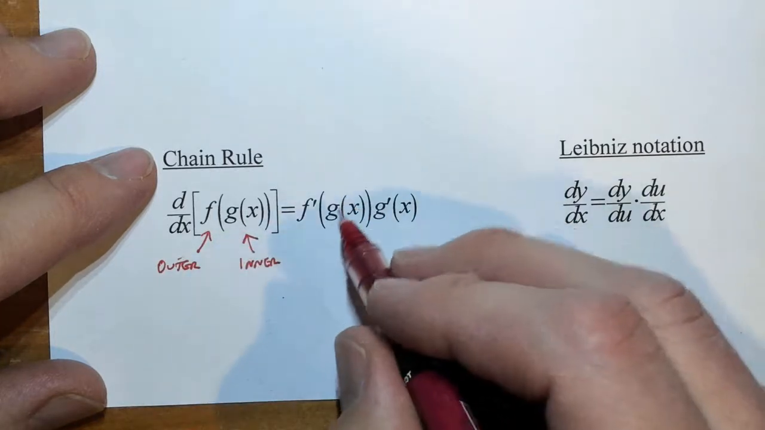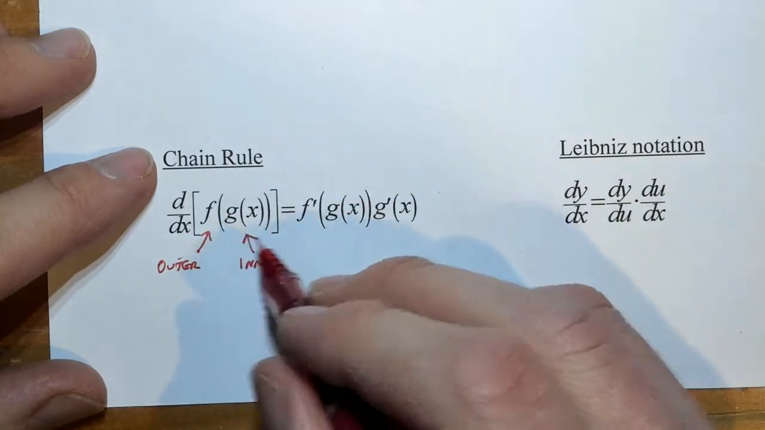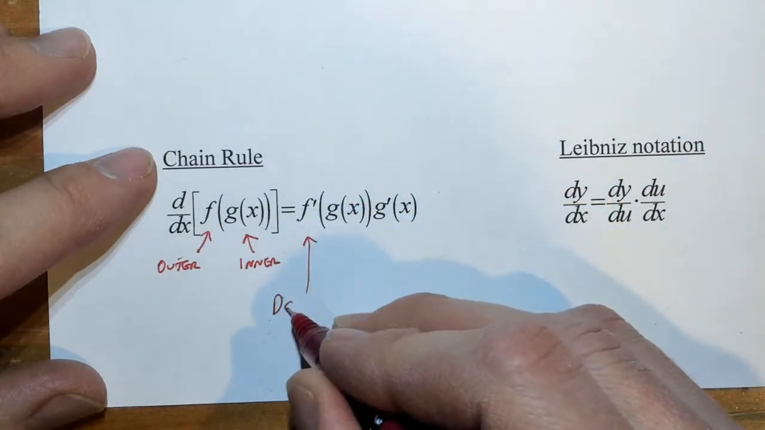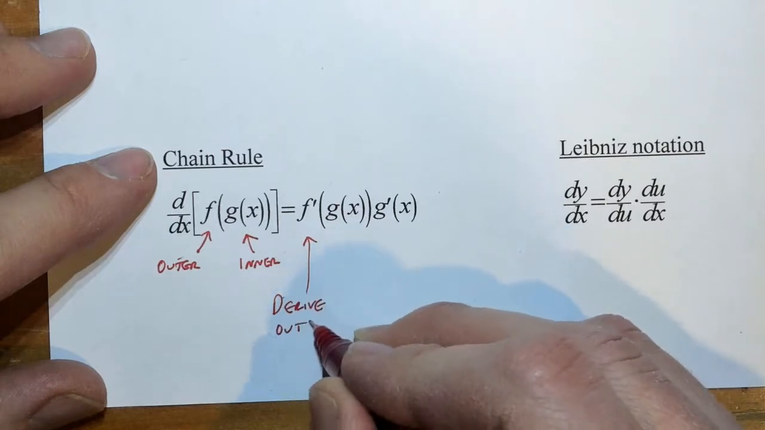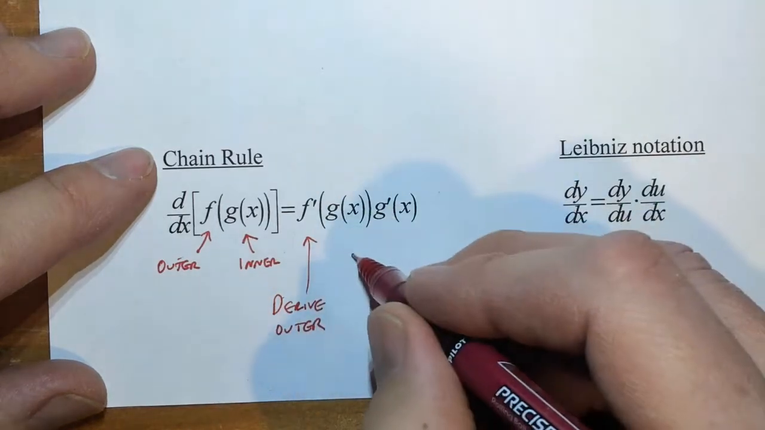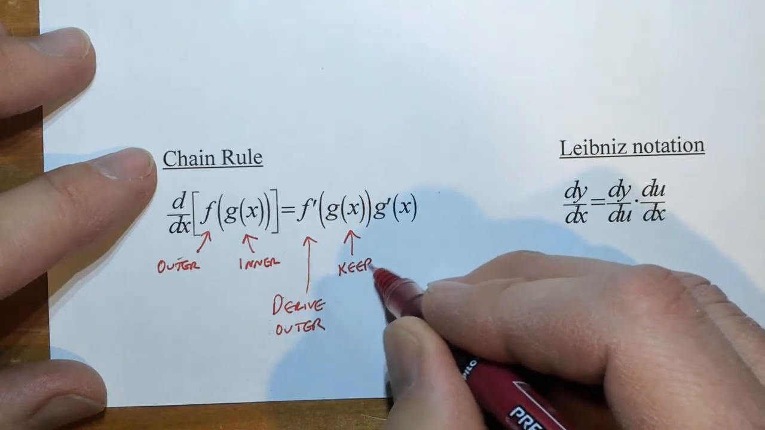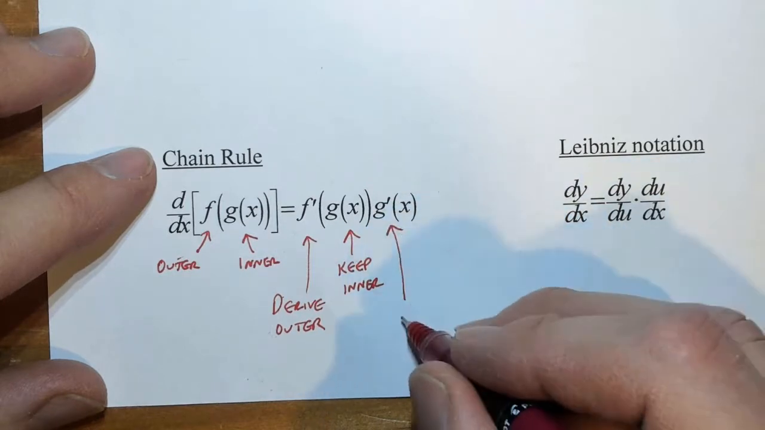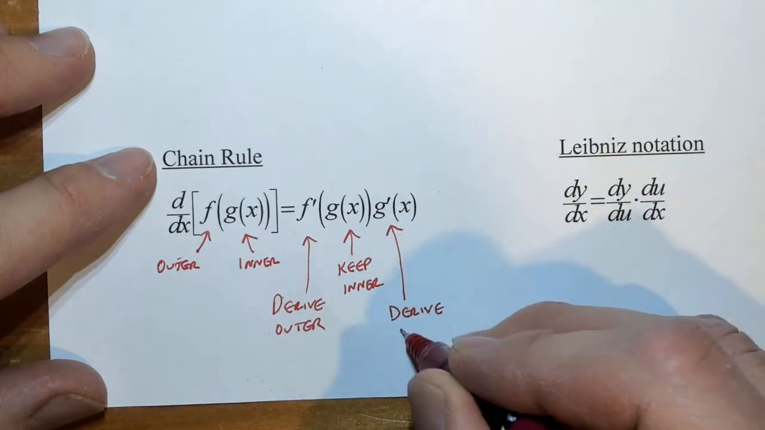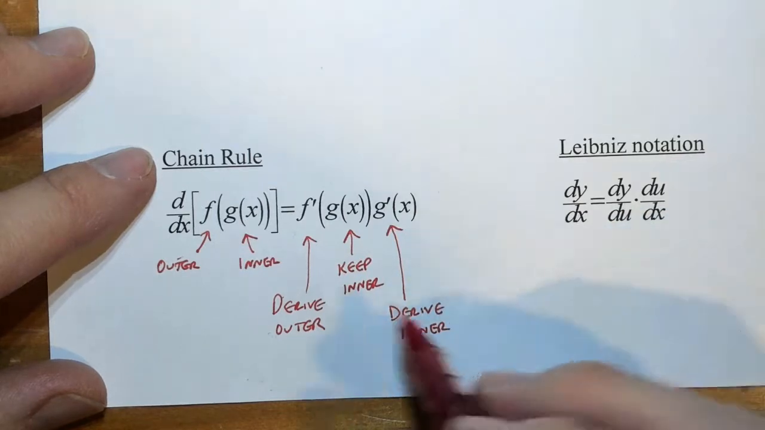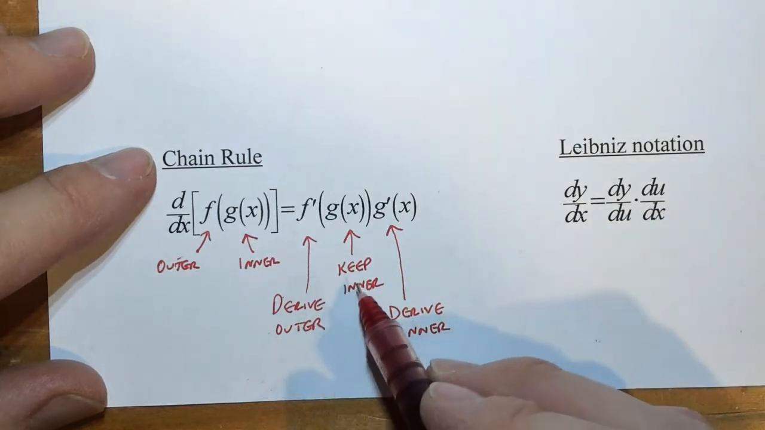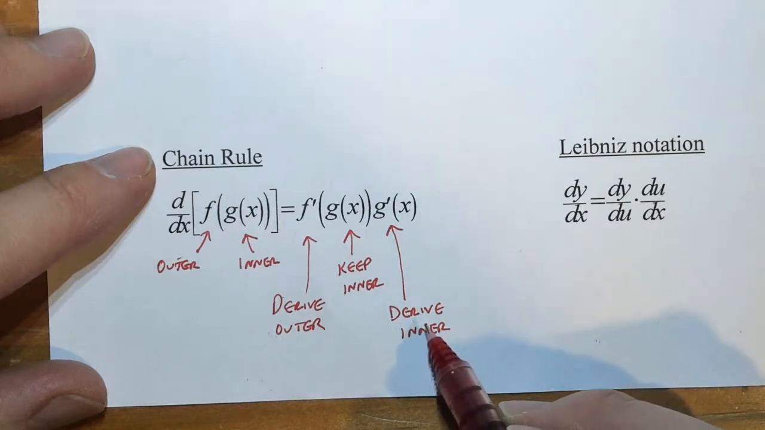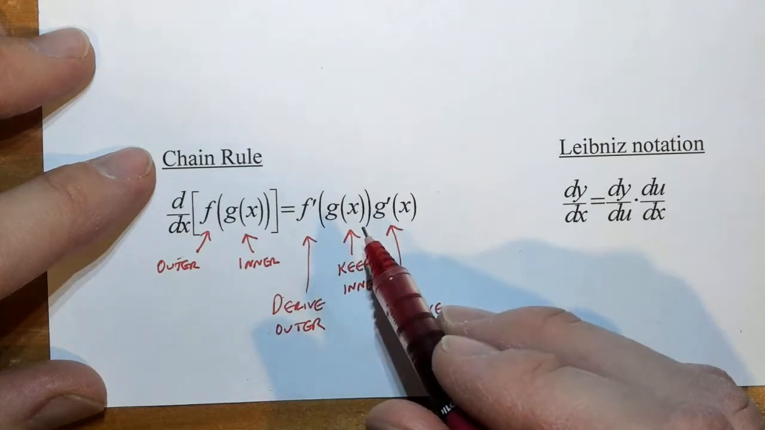Here's what happens. To get the derivative in this situation, we see f prime. So what do we do? We derive the outer function, and we keep the inner function. We don't derive it yet. Afterwards, we multiply by the derivative of the inner function. So derive the outer, keep the inner, then multiply that by the derivative of the inner. Let's do this with our example.